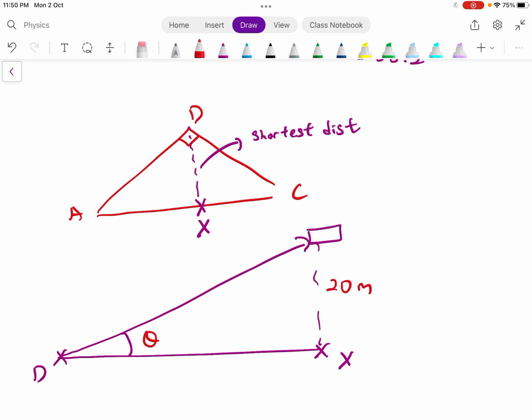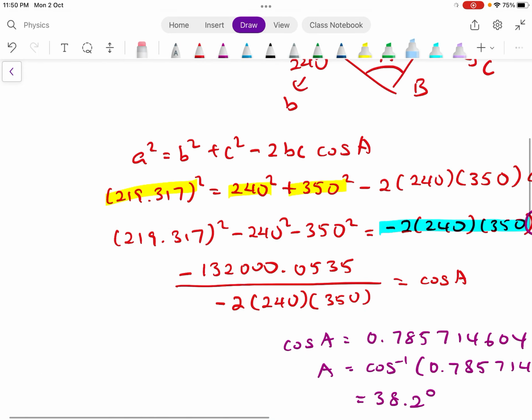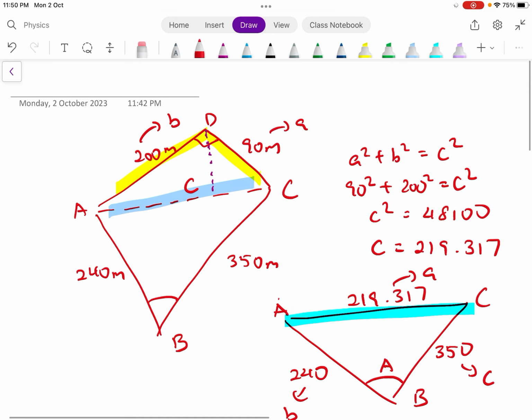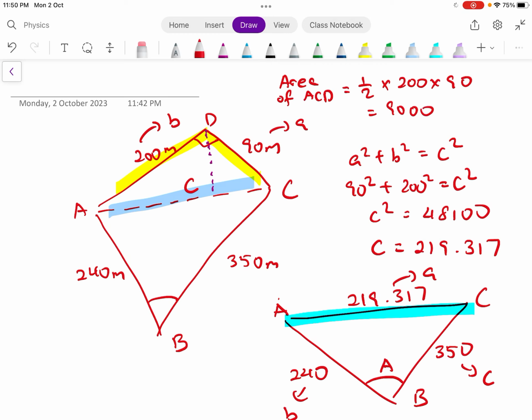The next thing that we need to find is DX, because I need DX, and after that I can use Trigo to find the angle. So how do I find DX? I need to use a bit of the area. Since we have a right angle triangle, I can use half times base times height. So this is area of ACD, which is half times 90 times 200. You should get 9,000. So the area of this triangle is 9,000.